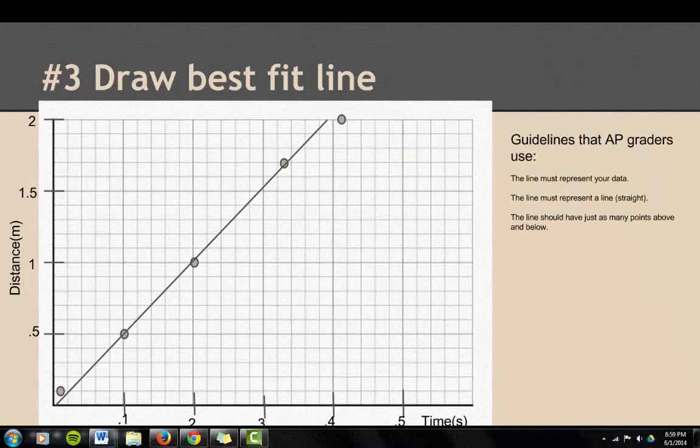Next, you want to draw the best fit line. The guidelines that all the AP graders and Mr. Clarion use is that the line must represent your data, the line must be a straight line, and the line must have as many points above as below the line.